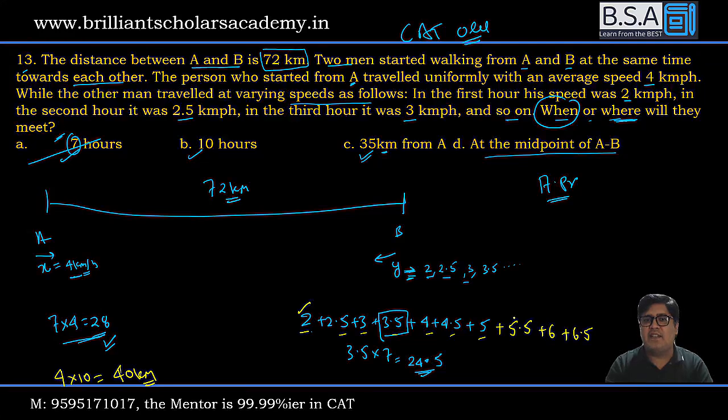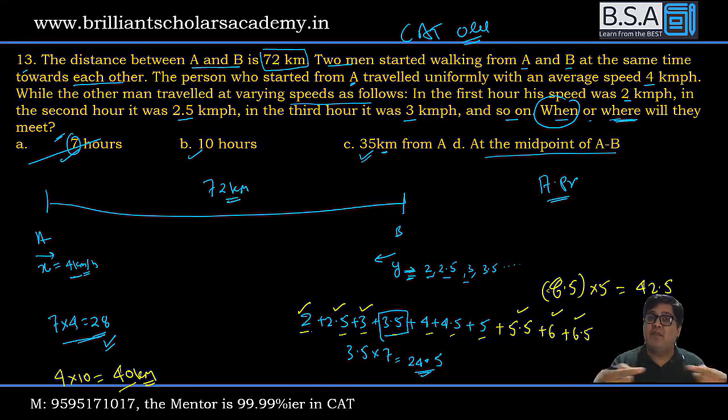Now see, there are many ways to add these. What is the addition of first and last? 8.5. Addition of second and second last? 8.5. Third and third last? 8.5. So it is always 8.5, 8.5 in pairs of two. So what will the total be? 8.5 into 5. There will be 5 pairs, as there are 10 numbers, 5 pairs of two. That is 42.5. This person has traveled 40 kilometers and this person has traveled 42.5 kilometers. Do you observe, together they have crossed 72 kilometers.